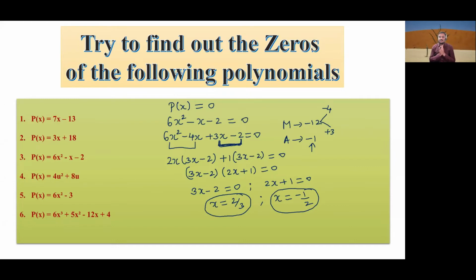Is anyone having any doubt in how to find out the zeros of a linear polynomial, quadratic polynomial, or a cubic polynomial? Please let me know. You can put your comments in the chat box if you are having the doubt. Okay, Sarvadnya, don't worry. We have one example for cubic. Again, it will be more clear to you while we discuss that example of cubic polynomial.